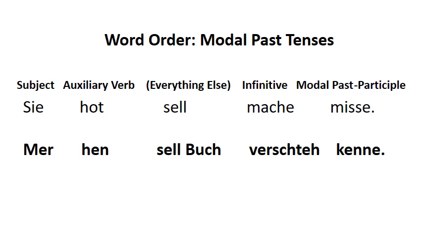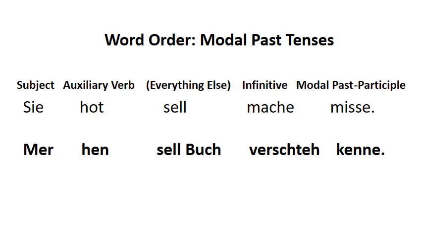Here's another example. Wir haben sel Buch verstehen können. That means we could understand that book, or we were able to understand that book. Once again, the past participle of Kenna, to be able, is Kenna. That's the past participle, and it's gone to the very end. Mind you, the infinitive is also at the end. Verstehen is also at the end, but the past participle is at the very end. Wir haben sel Buch verstehen können.